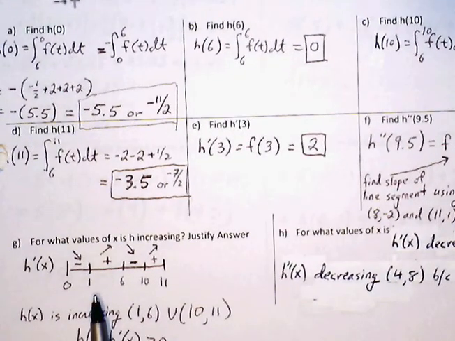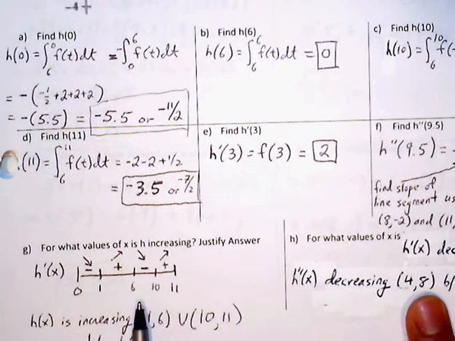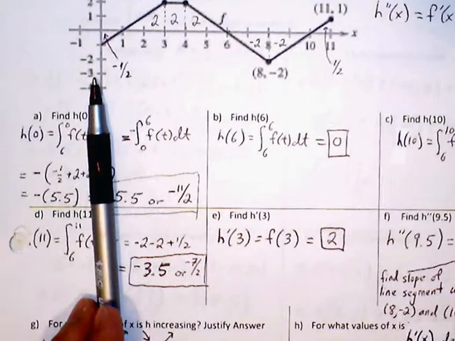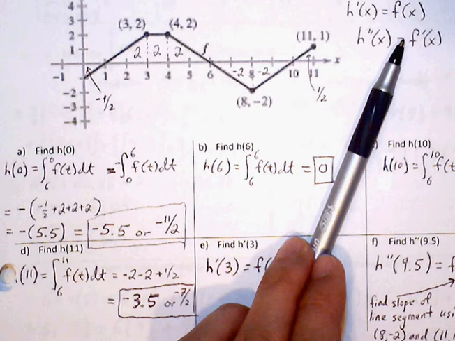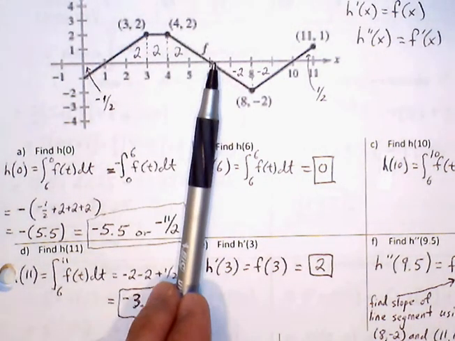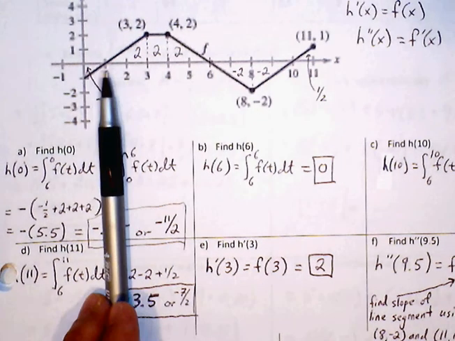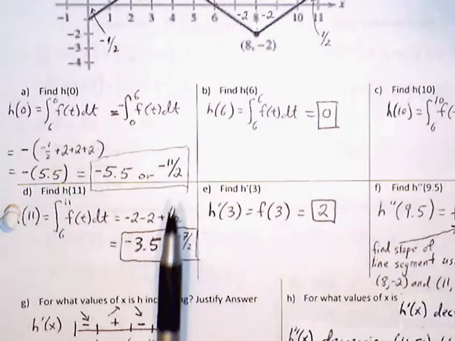Part G, for what values of x is h increasing? So we're looking at the h prime graph, essentially. The f of x graph is the h prime graph. So anything above the x-axis represents positive slope. Anything below represents negative slope. Critical points are the x-intercepts. So 1, 6, and 10. And we just create a sign line.